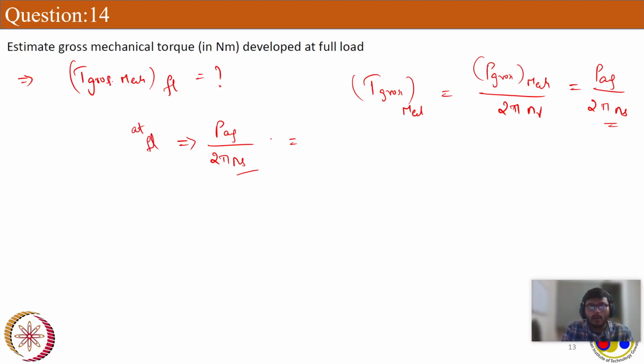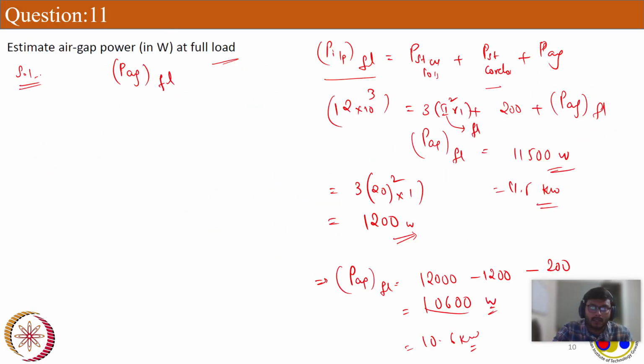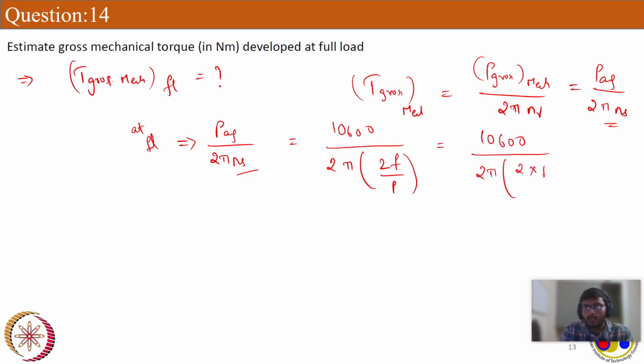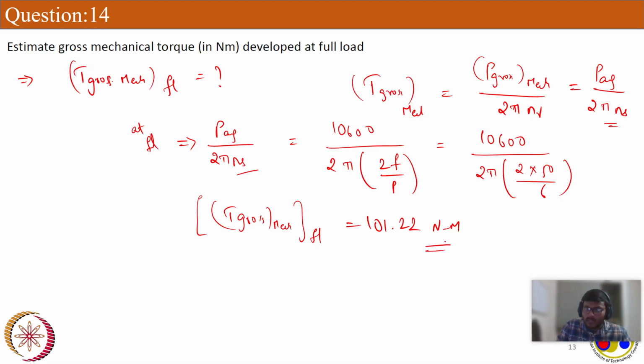At full load, how much is air gap power? It's 10,600 divided by 2 pi into 2f by p, that's in RPS. 10,600 divided by 2 pi into 2 into 50 by 6. So calculate this, and can someone confirm with me how much they are getting? I am getting a gross mechanical torque at full load equal to 101.22 Newton meter. If there is any calculation mistake, please tell me, or else this is what I am getting. 101 Newton meter, correct, sir. Okay, thank you.